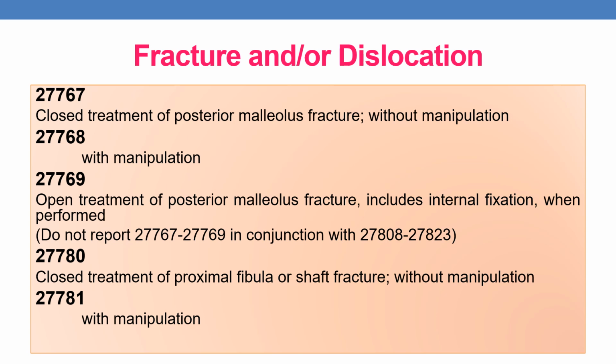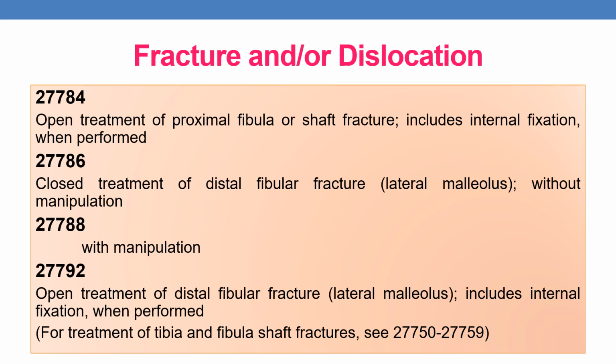The next CPT is 27769. It deals with open treatment of posterior malleolus fracture, includes internal fixation when performed, and do not report 27767 and 27769 in conjunction with 27808 to 27823. The next CPT is 27780. Closed treatment of proximal fibula or shaft fracture without manipulation. And if it is done with manipulation, the CPT is 27781.